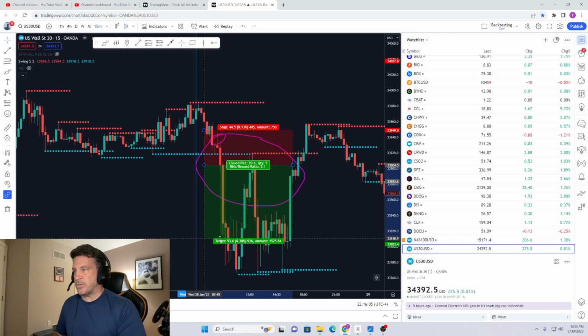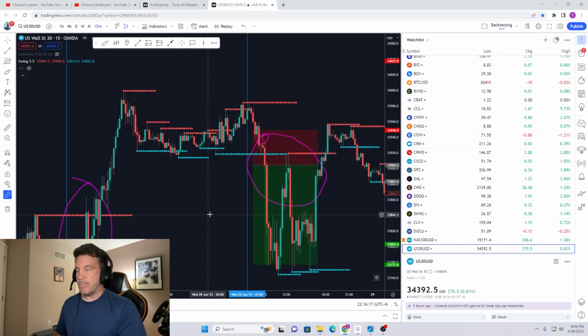Now, you could stop at 2R. There's all different ways you can manage this. You could simply set the position to break even after 1 or 2R is reached, however you decide to manage the trade.